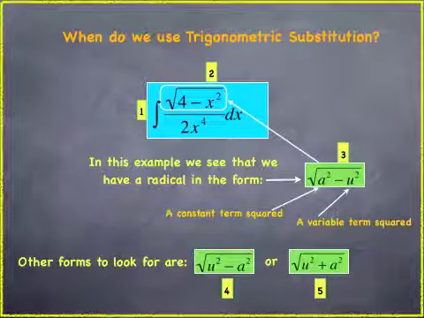If you look at example 1, the key thing is that we have a radical in the numerator. It doesn't have to be in the numerator, but we have a radical in the form that you see in item 3, square root of a squared minus u squared, where a squared is a constant and u squared is some variable squared. Other possible forms that could also be useful when we're using trigonometric substitution are the forms you see in items 4 and 5. I do have a video that I already have on item 5, and today we're going to focus on the form in item 3.